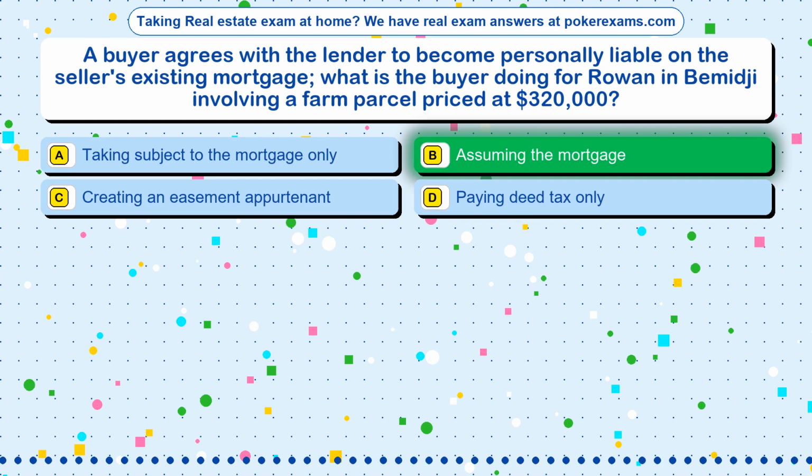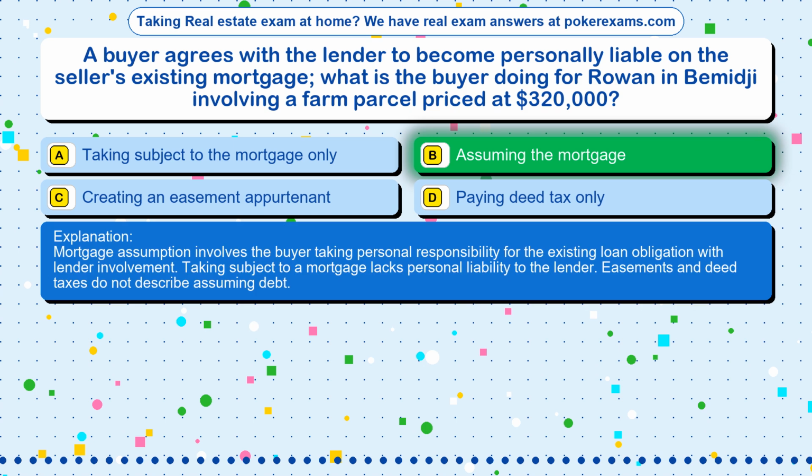The correct answer is option B, assuming the mortgage. Mortgage assumption involves the buyer taking personal responsibility for the existing loan obligation with lender involvement. Taking subject to a mortgage lacks personal liability to the lender. Easements and deed taxes do not describe assuming debt.